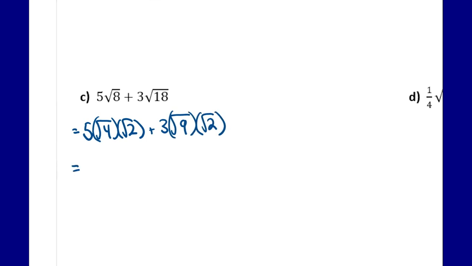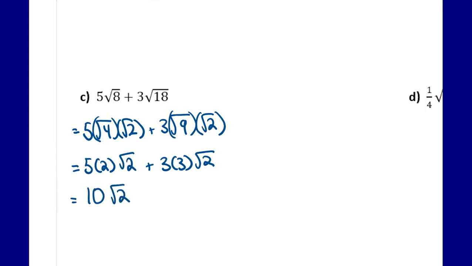Again, our goal when simplifying this should be to get like radicals in the end. So this becomes 5 times root 4, or 5 times 2, and the root 2 stays. 3 times 3, and the root 2 stays. So I get 10 root 2 plus 9 root 2. These are like radicals, so I can add the values, 19, and the radical stays the same. So 19 root 2.